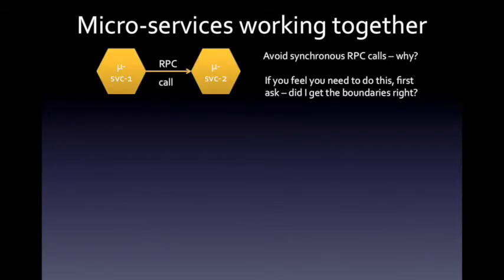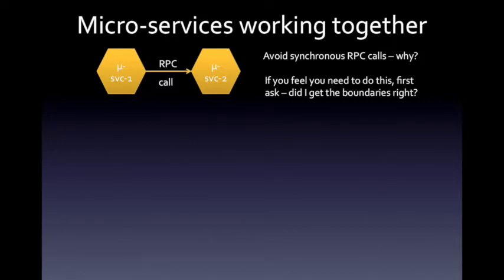So here's probably something that we should avoid, and this is really a smell that maybe we haven't got the boundaries correct. Here we have microservice 1 calling microservice 2 over an RPC call. It's a synchronous RPC call. So for microservice 1 to fulfill its function, it relies on the availability of service 2. You should really avoid this.